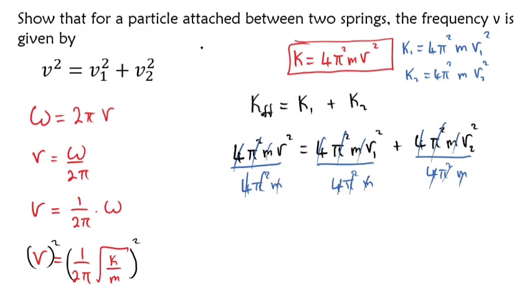So this means that the only thing that will remain will be nu squared is equal to frequency 1 squared plus frequency 2 squared. So there we have it.